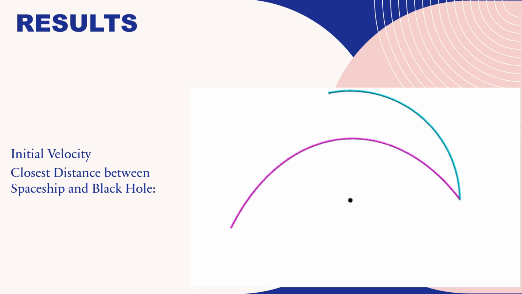This is the result of what my picture looked like, and my rate was 5,000, which was crazy because my planet and my spaceship were moving so slow, and we'll talk about that in my errors. But this is my initial velocity and my closest distance between the spaceship and the black hole. And I'll talk about why I don't have anything right there in the next slide.